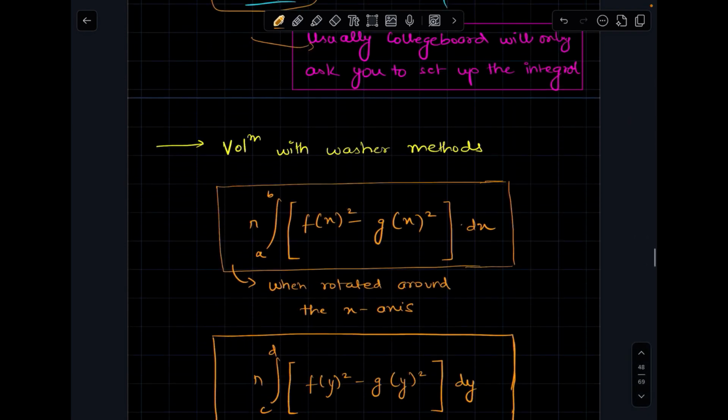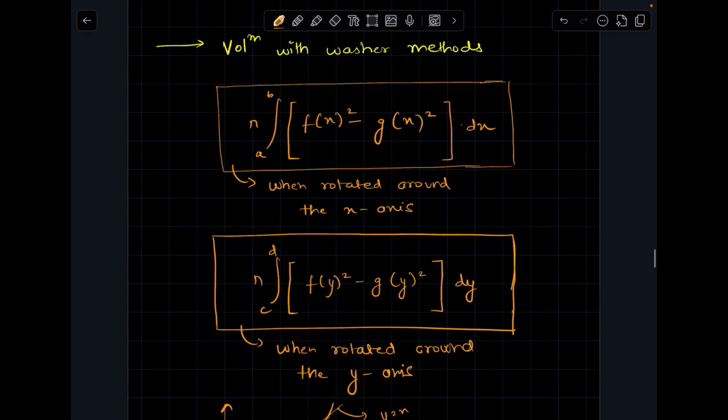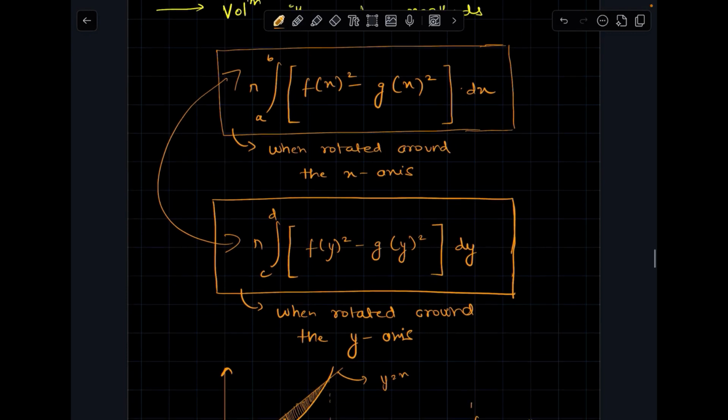Okay, so now let's talk about something known as the washer method. This is another way of finding volume when you're revolving some function. If you're revolving around the x-axis or y-axis, we are supposed to follow this formula, which is pi times the integral of f of x squared minus g of x squared with respect to dx, with limits of x coordinates or y coordinates, depending on what you're revolving around.